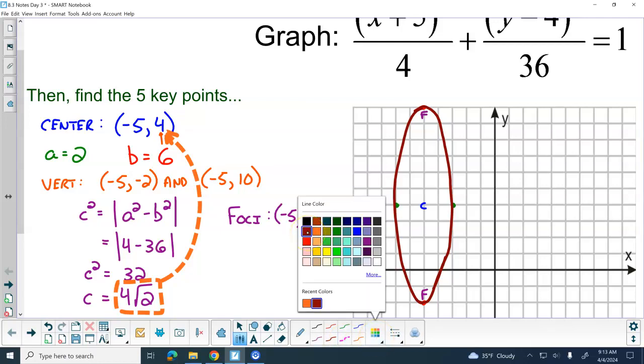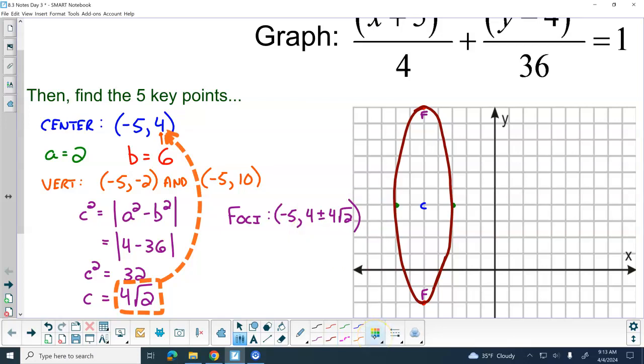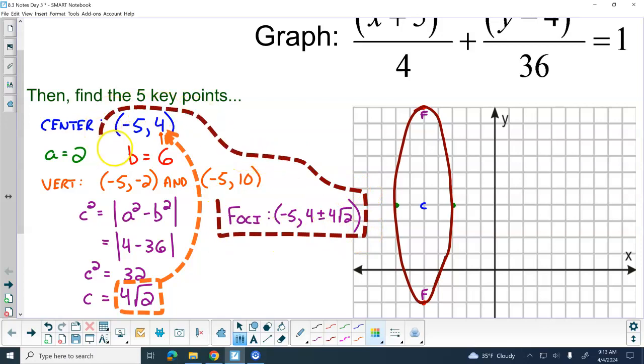That's as far as you can go, provided you simplified it here. Yeah. So then here are the 5 extra points. Okay?